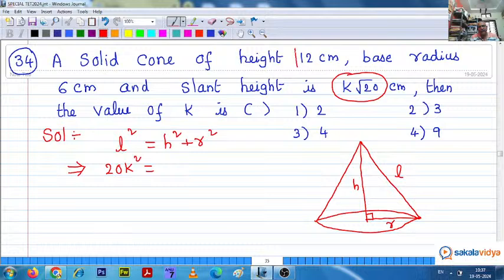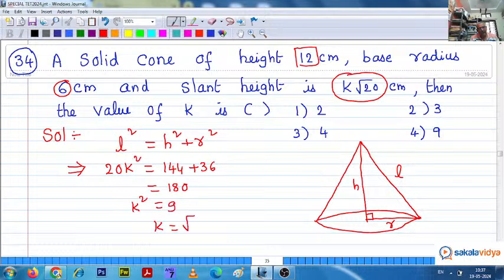So h square, this is the h value, 144, plus r square, this is the r value, 36. So this will be 140 plus 30 is 170, 4 plus 6 is 10, 180. So you have k square is equal to 9. So k is equal to square root of 9. Actually you will get plus or minus 3, but being a length, k should be positive, k greater than 0, therefore k is equal to positive 3. So the second option is the right option.